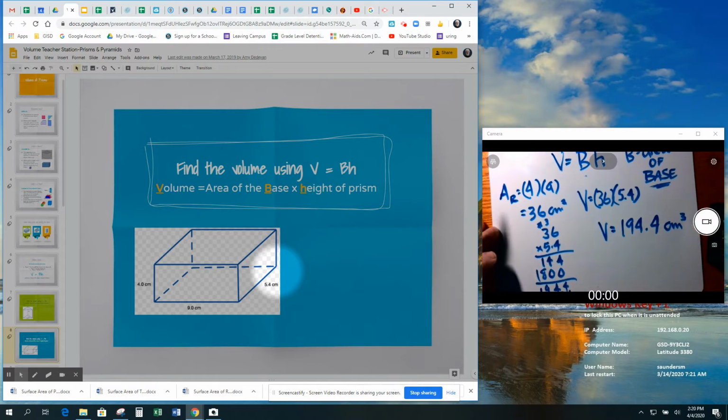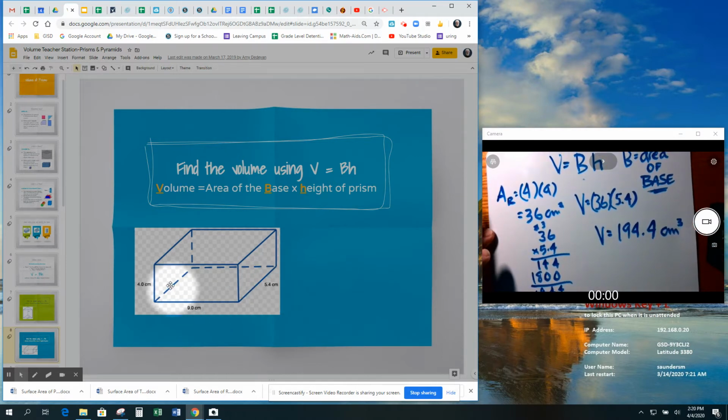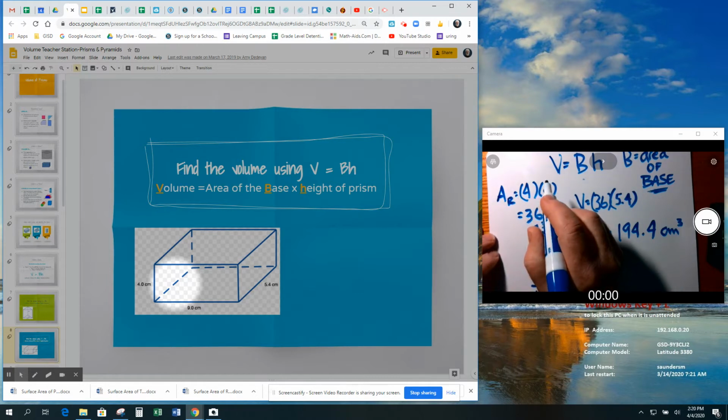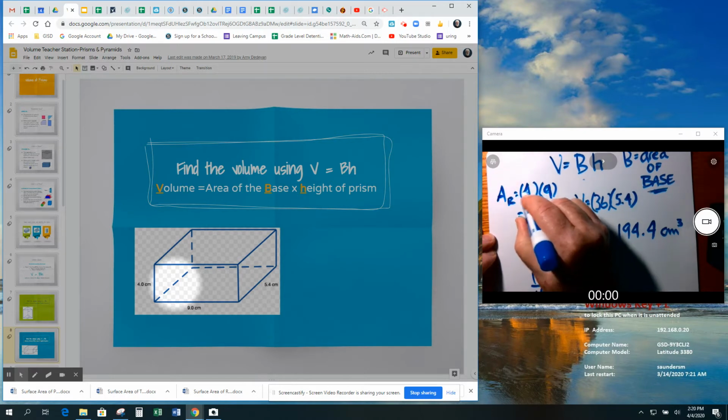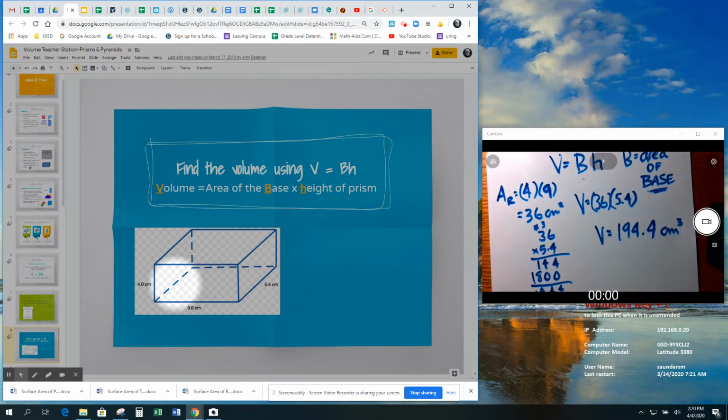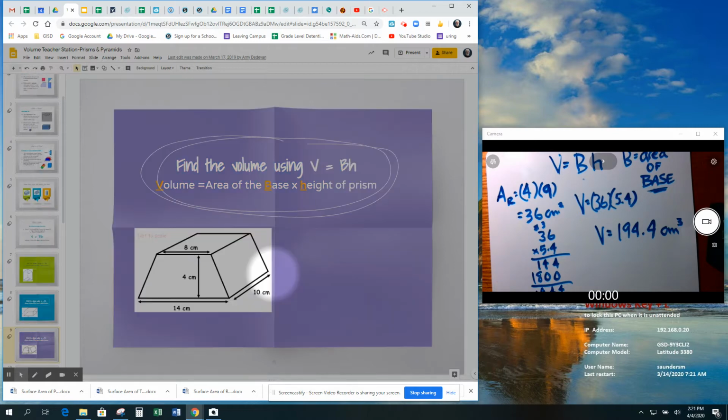Okay, so to refresh, I found the area of the base of the rectangle. That's this calculation right here, the area of the rectangular base. And my handwriting is terrible, so it should say 4 times 9, and we got 36. And then we multiplied that times the height of the rectangular prism. Okay? Piece of cake. Let's try another one.